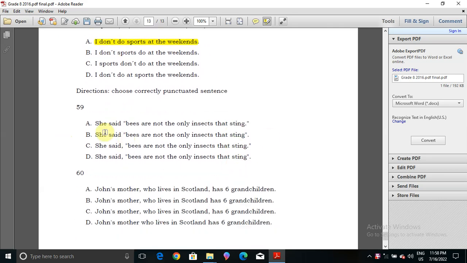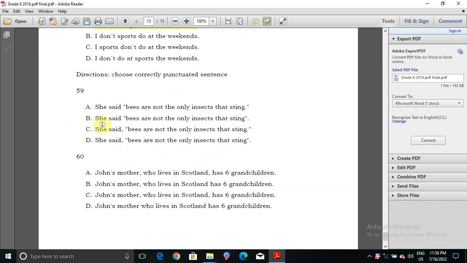Okay, now here we have question number 59 and 60 are about punctuation and capitalization. Now we have 4 choices here, the same sentence. She said, bees are not the only insects that sting. Now which one is correctly punctuated and has correct capitalization? Of course it will be choice C, because she said, comma, then quotation mark, bees are not the only insects that sting, then comma inside the quotation mark. So the correct answer for question number 59 will be choice C.